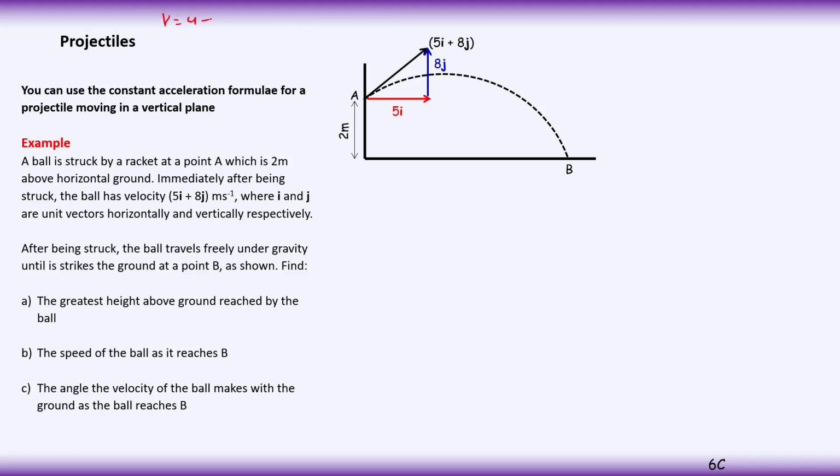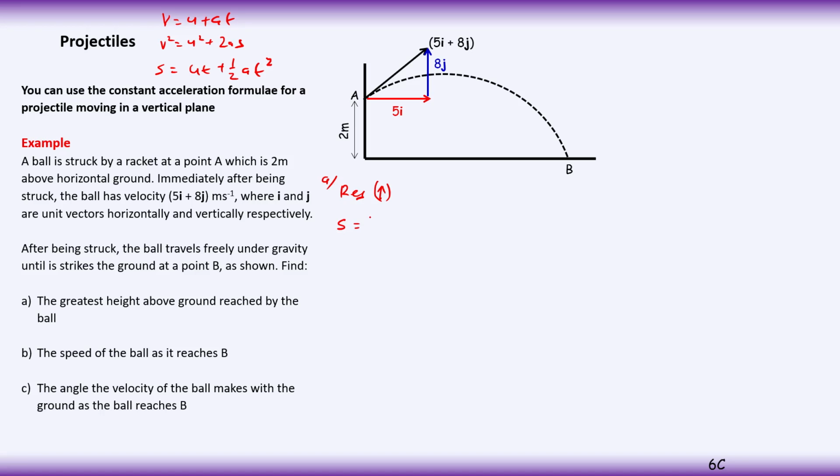V equals u plus at. V squared equals u squared plus 2as, and s is equal to ut plus a half at squared. So, what did we say? Right, resolving vertically, which means upwards is positive, downwards is negative, and we want to find, this is part A, the greatest height above the ground. So the greatest height is what we're looking for.